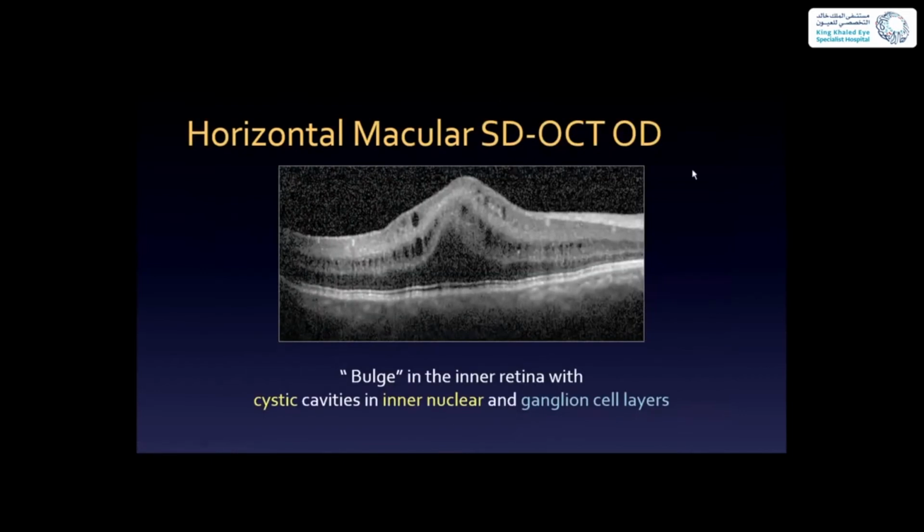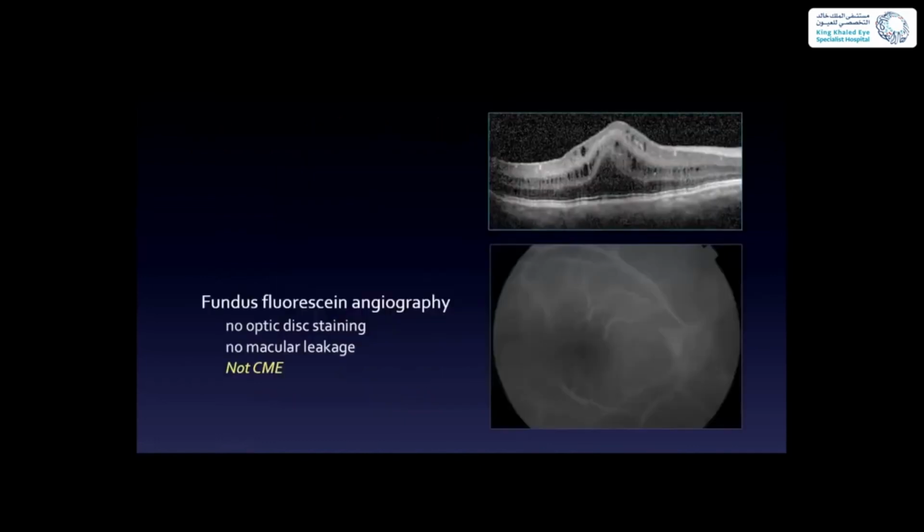Sorry about that. Okay, so when we did a whole horizontal OCT, the line scan showed that there was a bulge in the inner retina with cystic cavities that were really in the inner nuclear layer. And there were also some cystoid cavities in the ganglion cell layers. And then we found that there was no fluid in the outer plexiform layer or the Henle fiber layer. So this put the diagnosis of CME into question. And we did a fluorescein angiogram, and yes, there was no leakage at all. So that also put the diagnosis of CME into question.